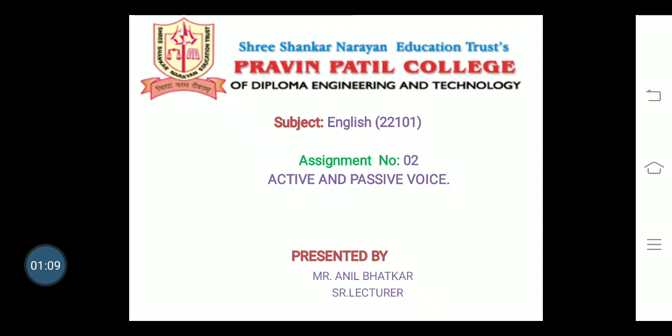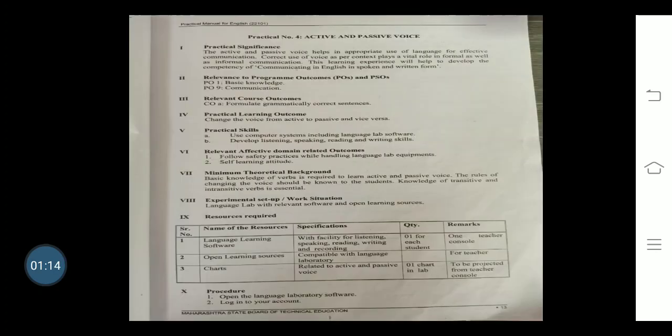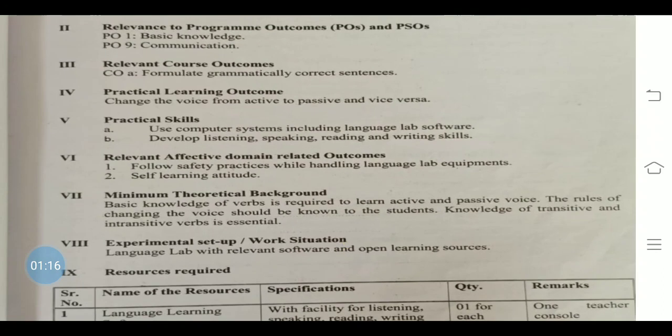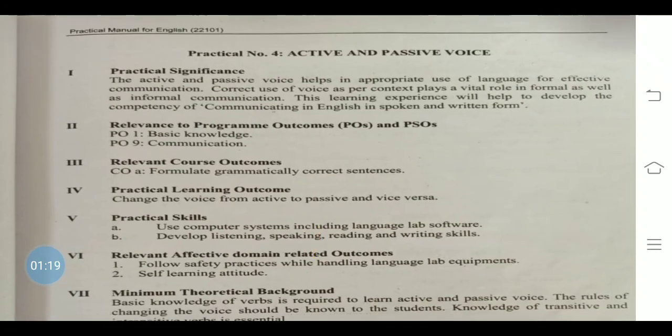So let us discuss assignment number 2, active and passive voice. Let us discuss what is meant by voice. Voice means nothing but the transmission of action from subject to object and object to subject. Is it clear? Transmission of action from subject to object is called active voice, and in passive voice the action is transmitted from object to subject.